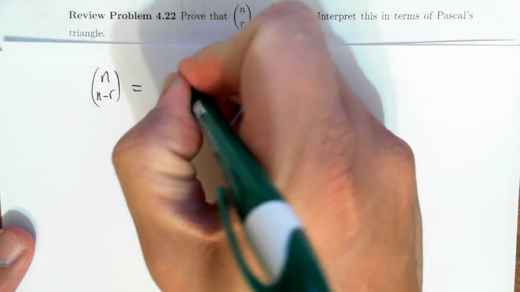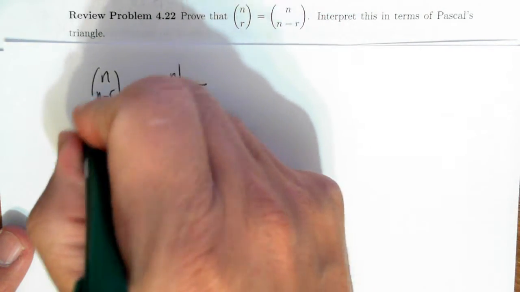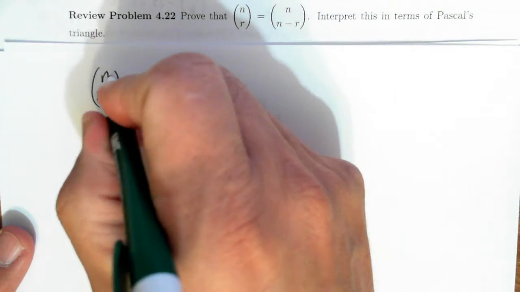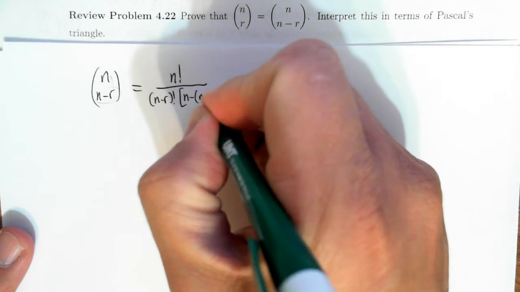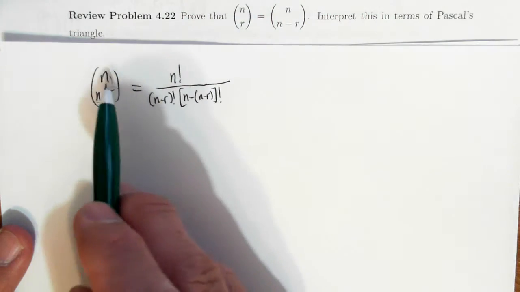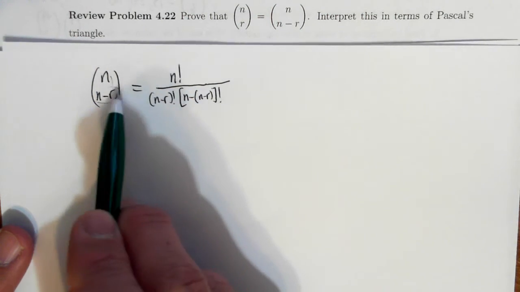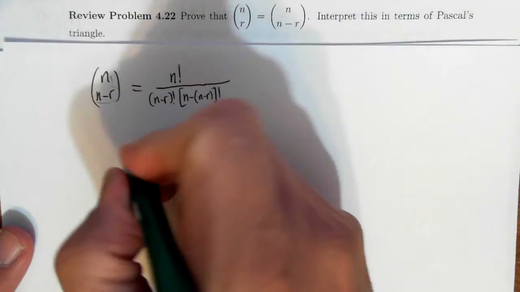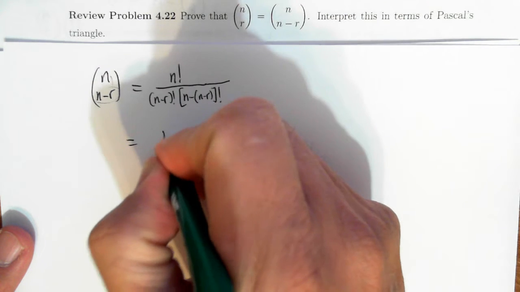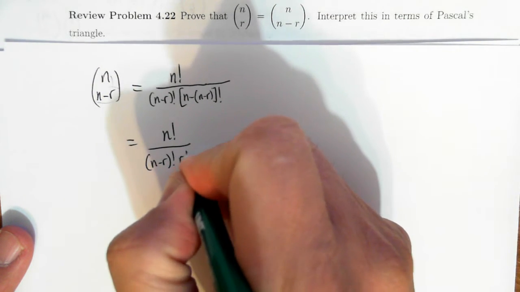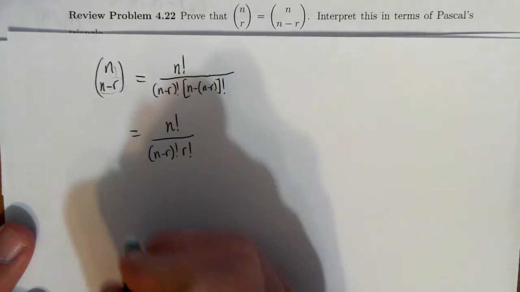By definition, that's equal to n factorial over this number, n minus r factorial, times the difference, n minus r factorial. So that's how I figure out a binomial coefficient. N factorial, then this number factorial, then the difference factorial. That is equal to n factorial over n minus r factorial times r factorial.